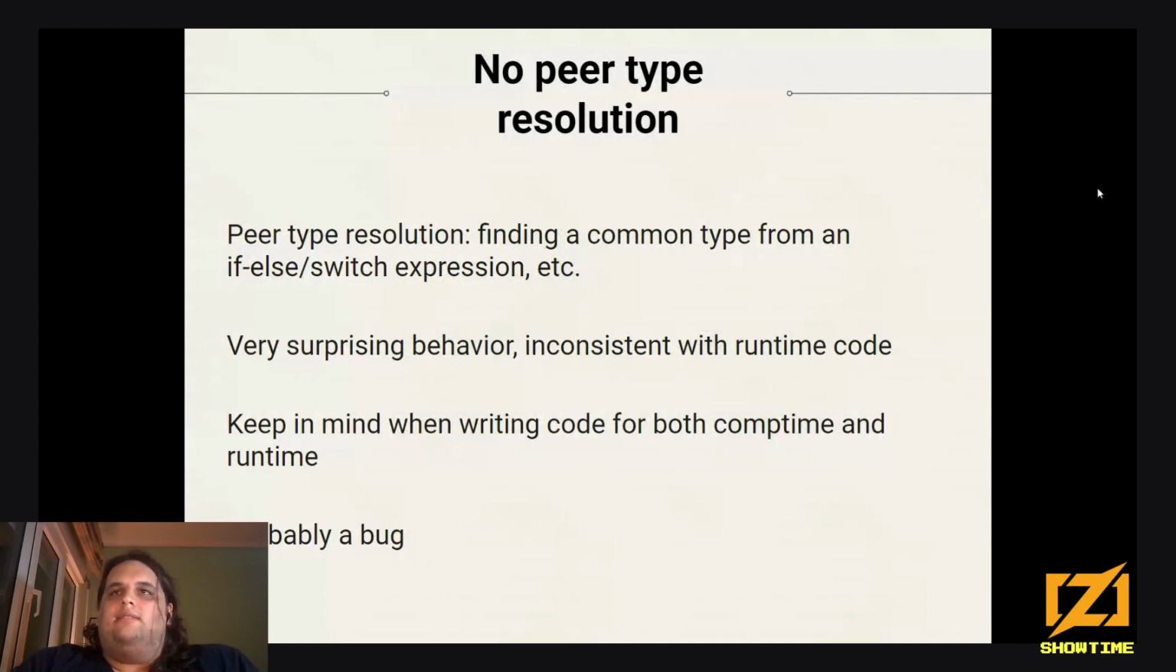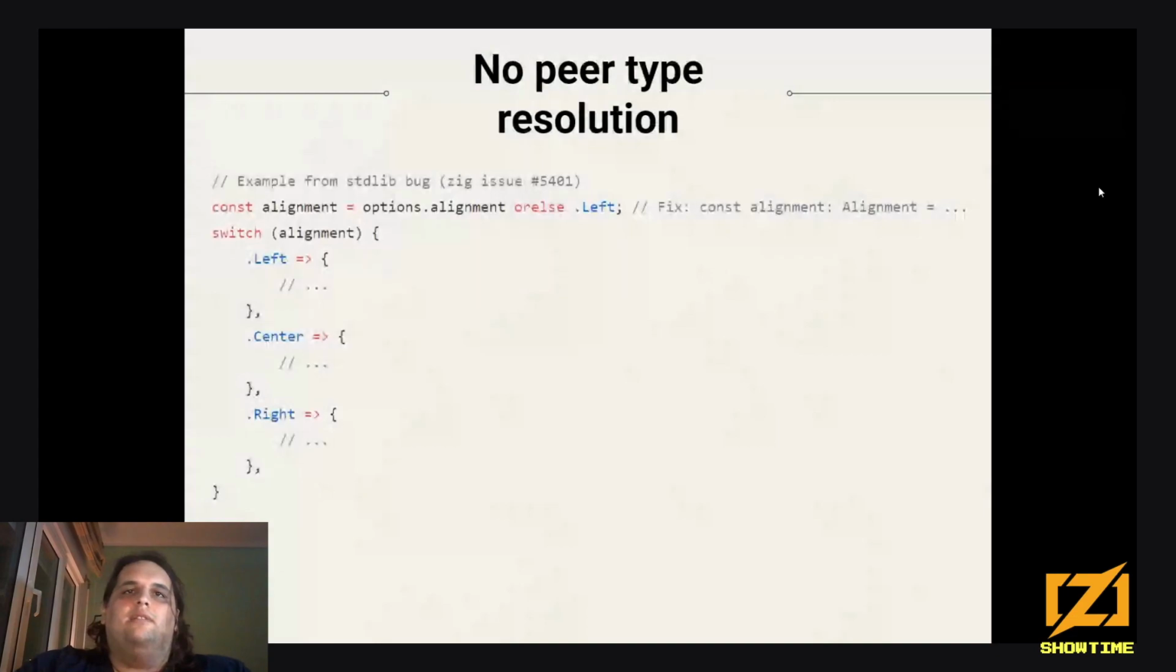Now, this does not happen at compile time in a lot of cases. This is very surprising behavior when you see it for the first time. It's probably a bug that will be fixed in the future, but it is important to keep it in mind in case you're writing code that works both at compile time and runtime. So let's see an example of this. This is actually a bug from the standard library, which has been fixed, but it illustrates nicely what happens.